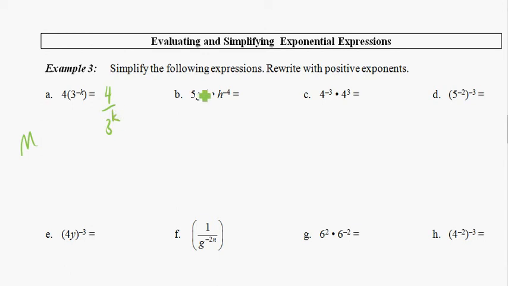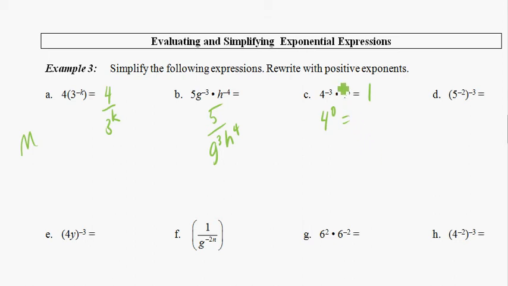In example B, we've got a negative exponent that sees the g, and a negative exponent that sees the h. But again, the 5 is not affected. So we have 5 over g to the 3rd, h to the 4th. In example C, there's two ways to look at this. One way is if you have the same base, you can add the exponents. And -3 plus 3 is 0. So 4 to the 0 is just 1.